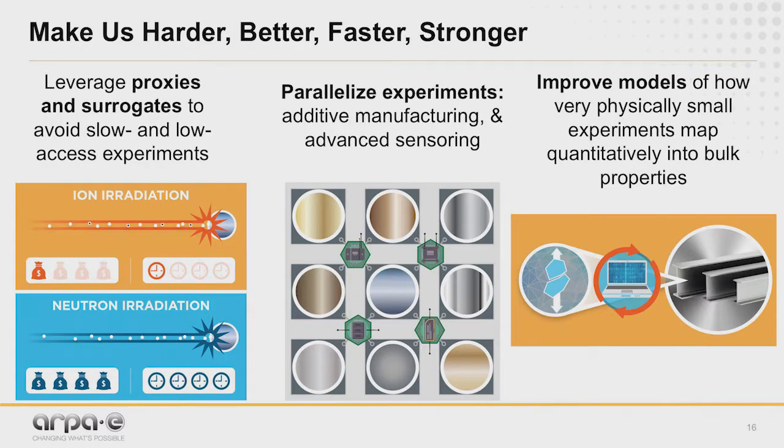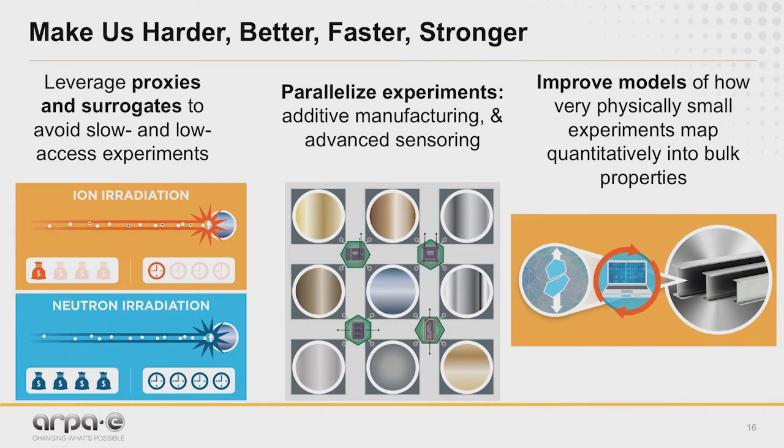And it might sound like, oh, that's a lot that has to happen, but it turns out there are a lot of really viable ideas right now that could make nuclear technology development harder, better, faster, stronger. So some of those ideas are leveraging proxies and surrogates to avoid slow and low access experiments. One of the controversial discussions in nuclear energy right now is using ion irradiation instead of neutron irradiation. So ions, way easier to access, much cheaper, much quicker, but there are fundamental questions about how representative are they, do we need to have corrections, how much can we supplant neutron testing with ion testing?